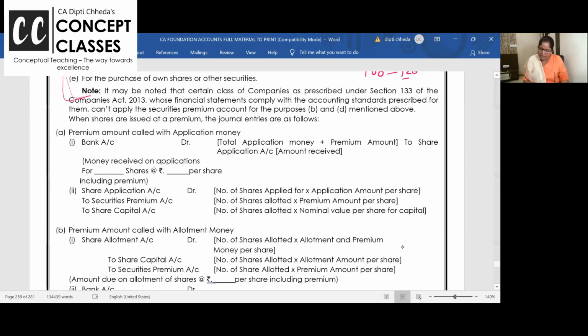Journal entry: Bank account debit to share application. Sorry, it was not printed by mistake, it will come. Bank account debit to share application. Now the important thing is where you are getting the premium. Are you collecting the premium in application, or in allotment, or where are you collecting the premium?